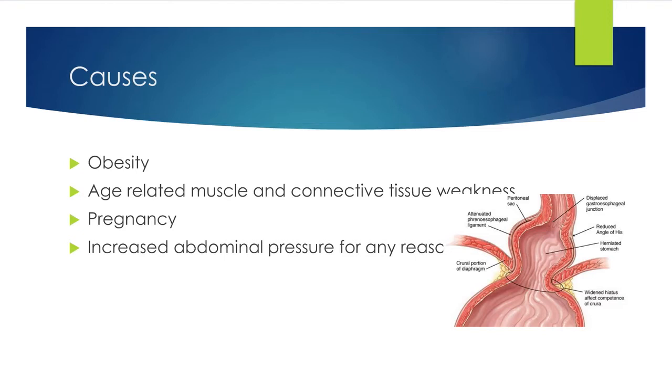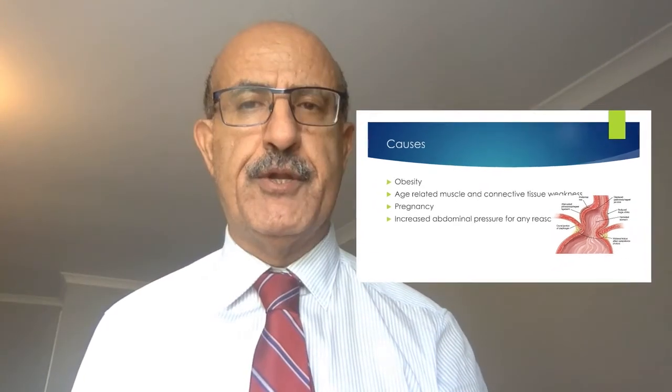Apart from that, any reason for increased abdominal pressure, whether as a result of ascites or chronic cough, or difficulty with micturition in elderly people who have prostate problems, are other possibilities that could lead to aggravation of the hiatus hernia.